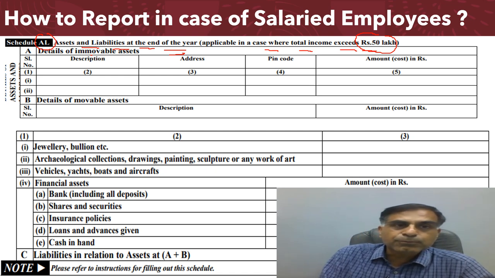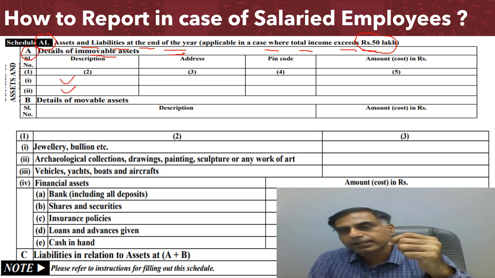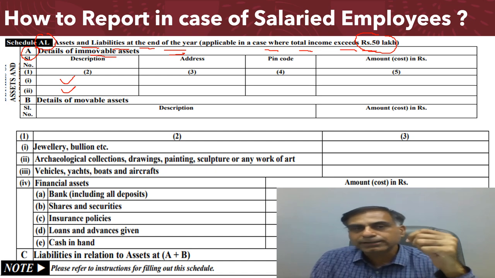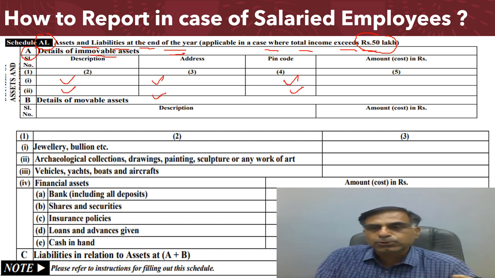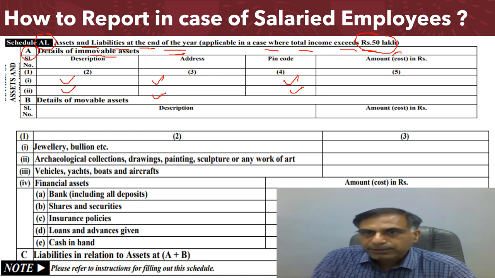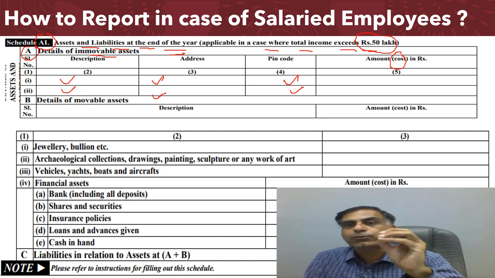Now, details of immovable property. Here in the first part, Part A, you have to report that you are holding a land, a building, or a flat, the address of the relevant property, and the PIN code. There is no date of acquisition being asked for, but the point to be mentioned here very importantly is the amount of cost in rupees.